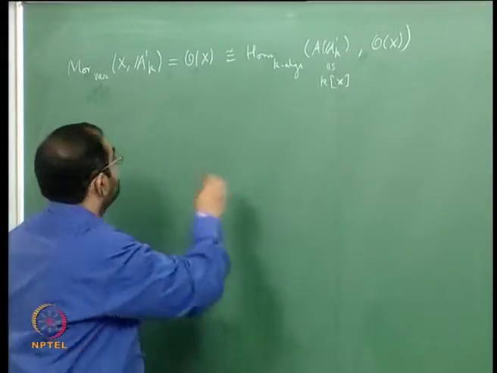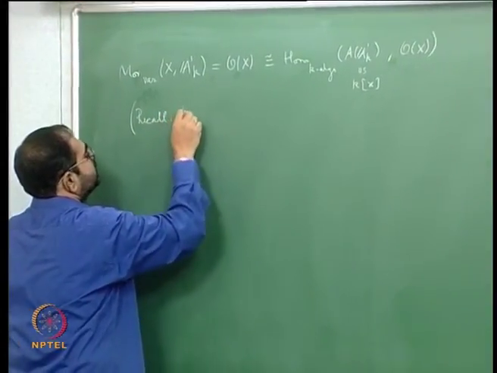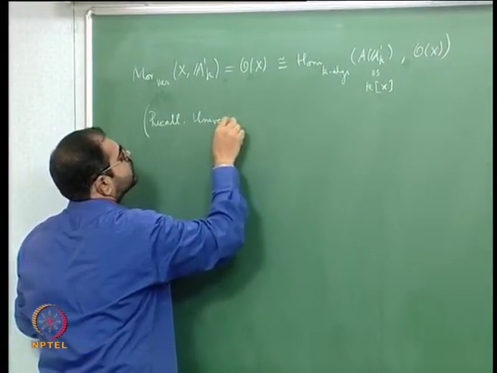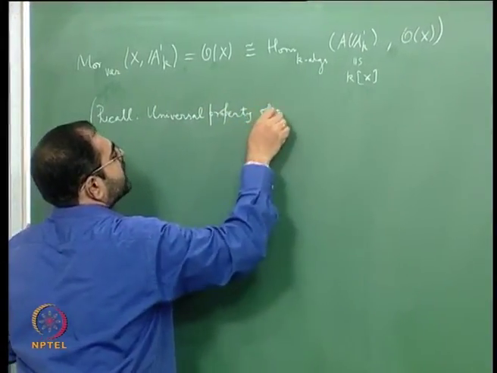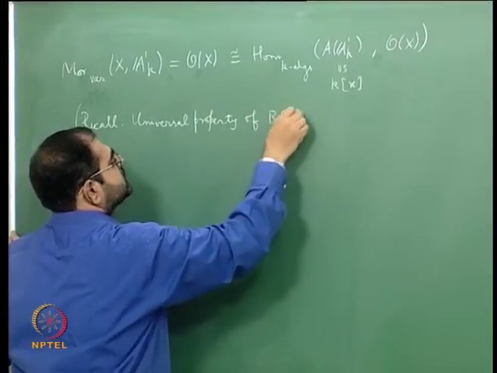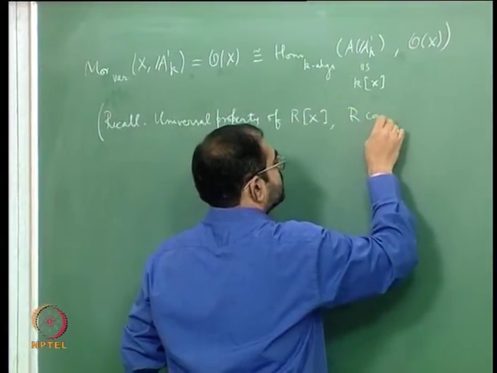So more generally, let me recall the universal property of R[x], okay, where of course R is a commutative ring with 1.